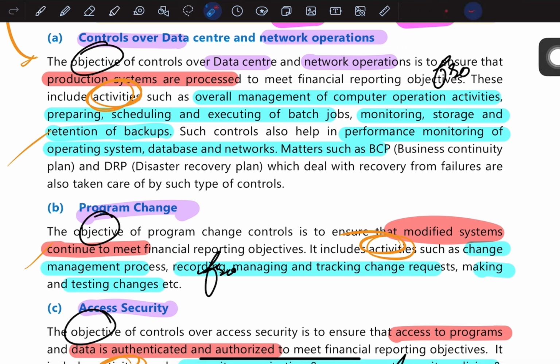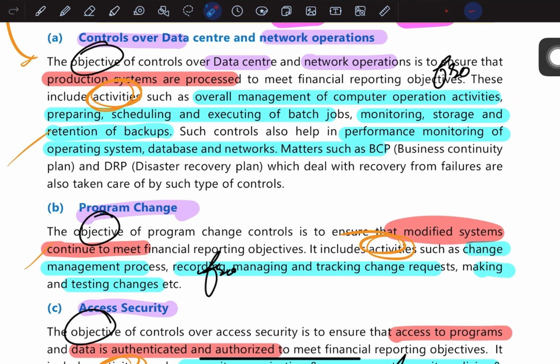operations. So the objective of controls over data center and network operations is to ensure that production systems are processed. So whatever production systems are there, they should be processed to meet the financial reporting objectives. So basically, for each type of control, you have to remember the objective with respect to financial reporting objectives. What is the objective with respect to FRO? Okay. First, in case of controls over data center and network operations, the objective is that the production systems are processed. In case of program change, what is the objective? That the modified systems are continuing to meet the financial reporting objective.